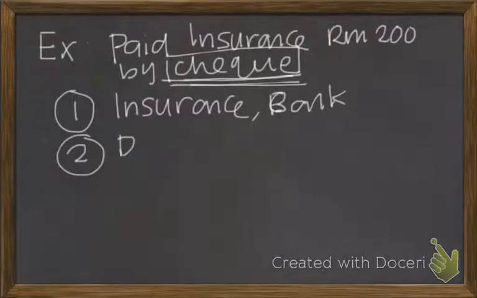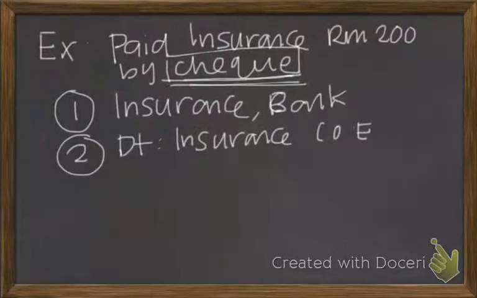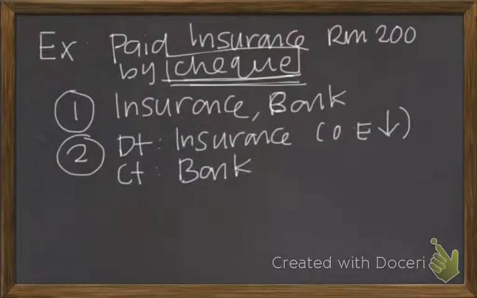So debit will be insurance, because insurance is one of the expenses accounts, and it also reduces the owner's equity. A reduction in owner's equity should be recorded in a debit. And we have a credit side of bank, because our business bank account reduces when we paid 200. Now we record in the T account.